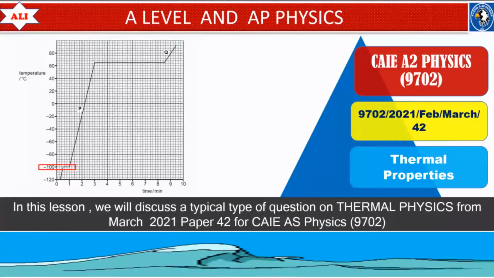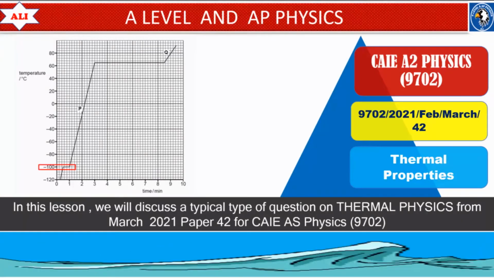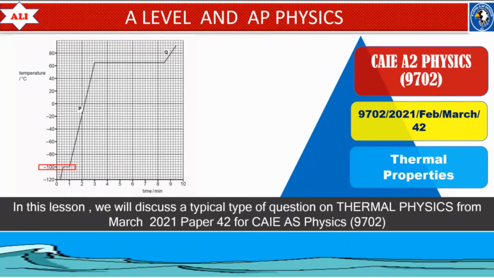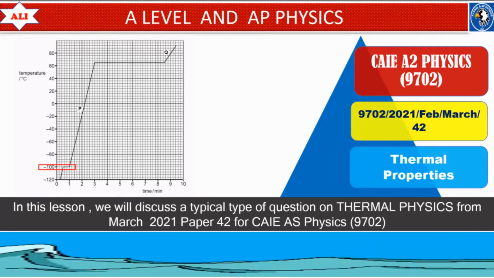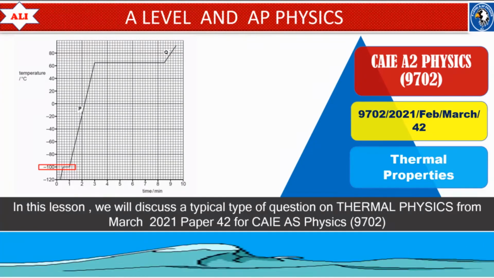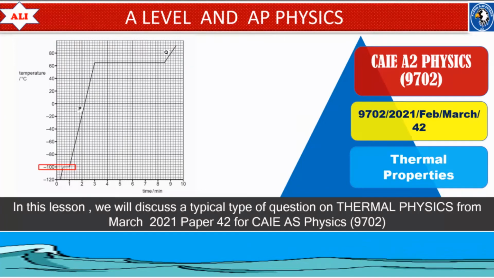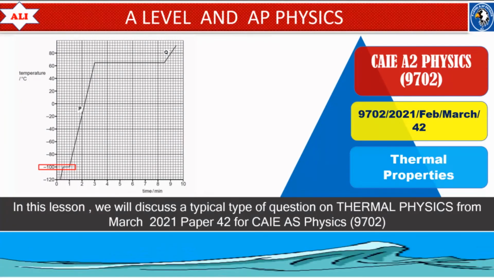Welcome to A-Level and AP Physics. In today's lesson, we will discuss an important past paper question on thermal physics from March 2021, paper 4.2. In this question, we will explain why the specific latent heat of vaporization is much greater than the specific latent heat of fusion for the same substance. We will also answer questions based on specific heat capacity.